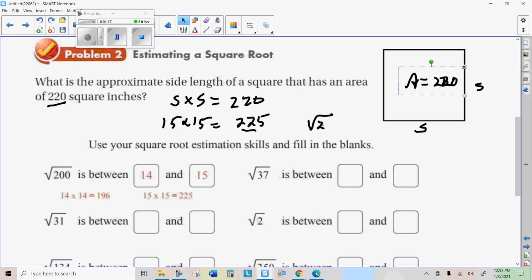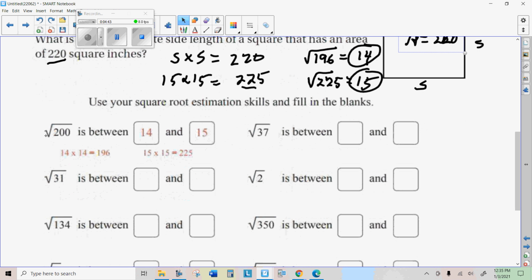That's a little bit too big, and if we go one square root smaller than that, which would be 14 squared, the square root of 196 is equal to 14. We know that we can estimate that this area, or the side length here, is somewhere between 14 and 15. Okay? Likewise, the square root of 200 we know is going to be between 14 and 15, because 14 times 14 is 196. 15 times 15 is 225. And it's probably going to be closer to that one.